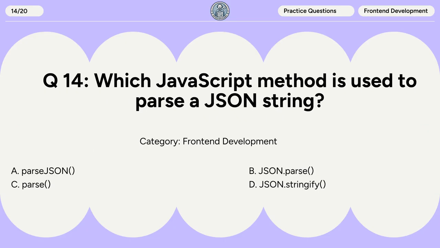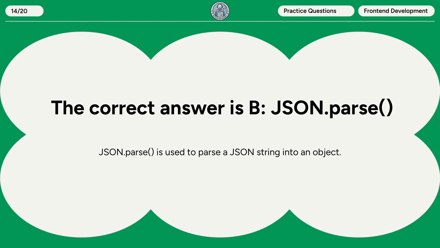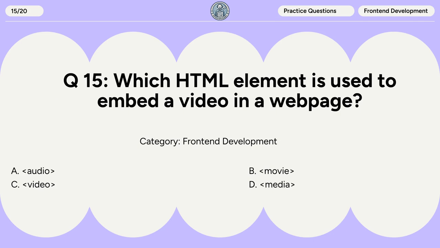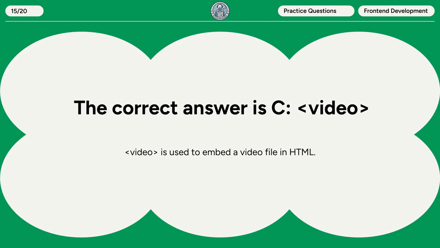Question 14. Which JavaScript method is used to parse a JSON string? The correct answer is B. JSON.parse. JSON.parse is used to parse a JSON string into an object. Question 15. Which HTML element is used to embed a video in a web page? The correct answer is C. Video. Video is used to embed a video file in HTML.